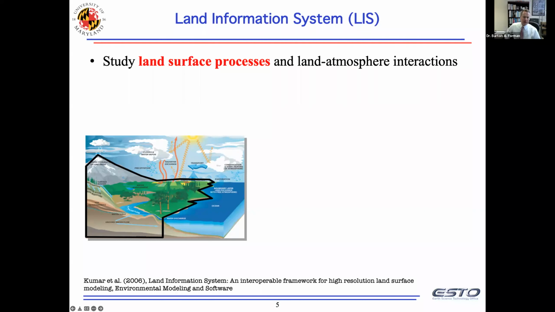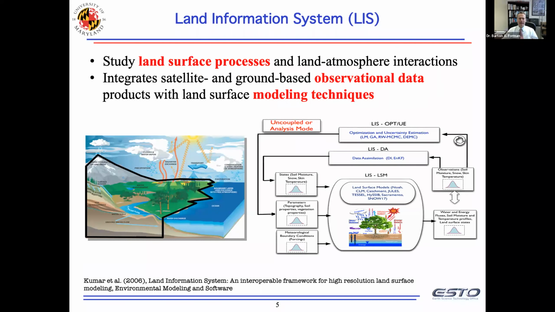So we have a land surface model, and more than one that we can choose from, but in addition to that, it is much, much more. It has all of the observational data, be it satellite or ground-based, different modeling techniques. We have optimization routines, uncertainty estimation routines, of course, the data assimilation. We have a series of different land surface models. This list that you are seeing is actually outdated. There are many more models in here.